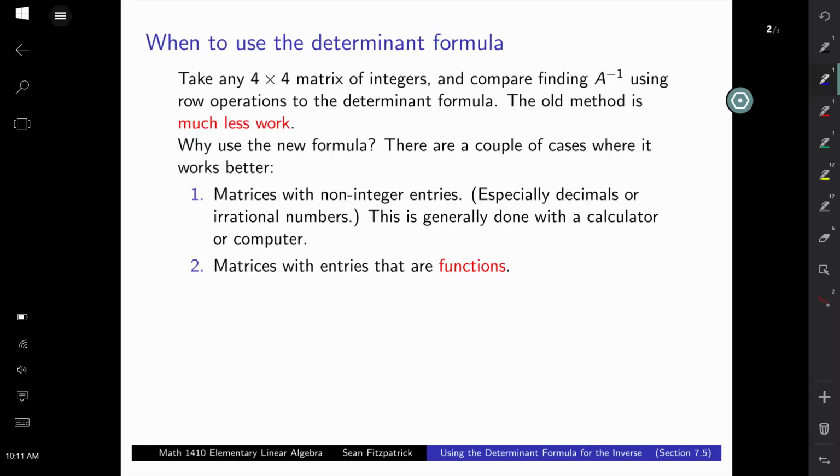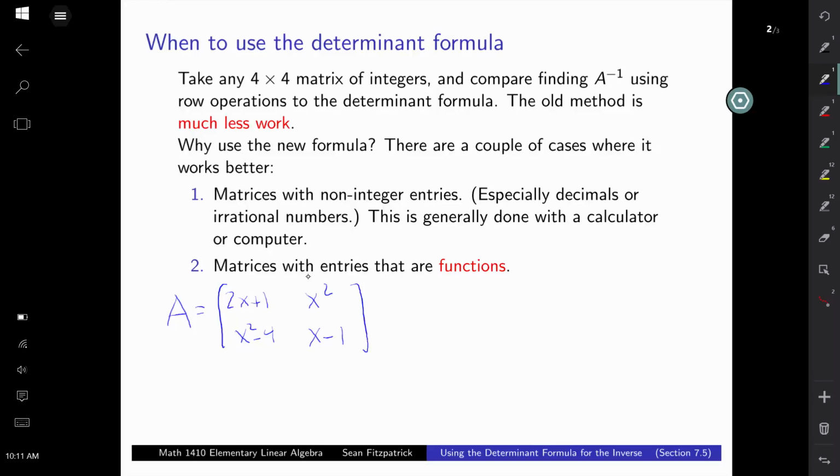The other place where you might use it is if you're dealing with matrices that have functions in them. These are things that might show up in Calculus 4 and differential equations. There are a number of places where you might encounter matrices with function entries. So if I had something with polynomial entries in it, x squared, x squared minus 4, x minus 1, something like this.